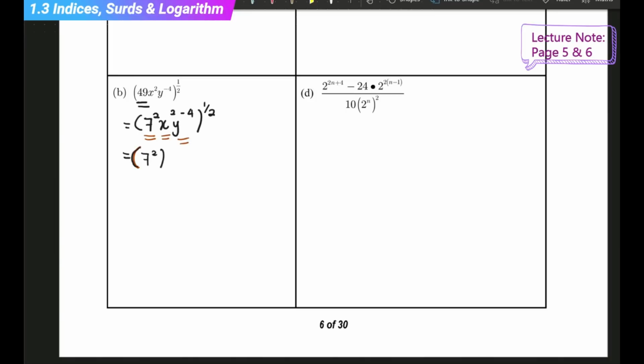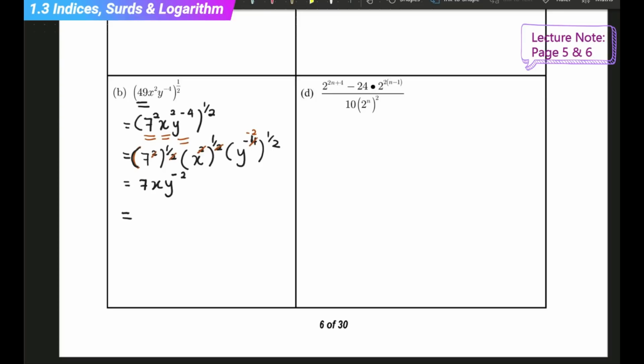7 square, okay, to the power of half. And then we have x square to the power of half, and y to the power of negative 4 is raised to the power of half. Okay, solve one by one. So now 7 square becomes 7, and x square becomes x. And this one, negative 4 divided by 2, you will get negative 2 here, okay? So it will become 7x y to the power of negative 2.